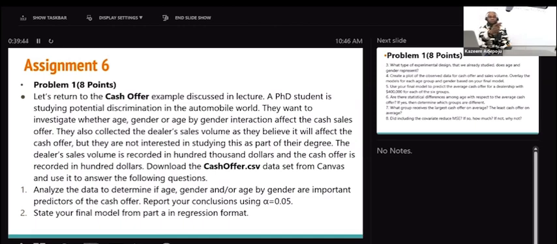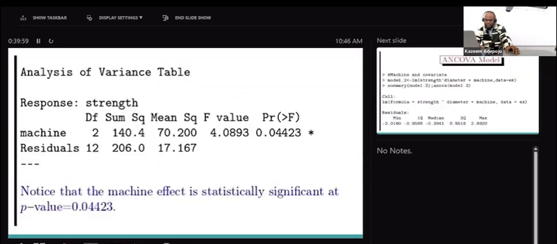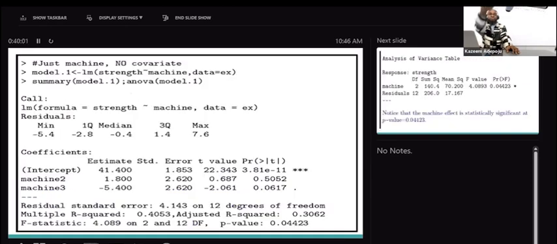Now, number two: state your final model from a part in a regression format. To state something in a regression format, this is what it's asking you. I'm going to go back now. It's asking you something like this. Look at this result. I've used LM. You're going to have an estimate, the standard error, t value, P of t. This is a regression format. This is not an ANOVA format.